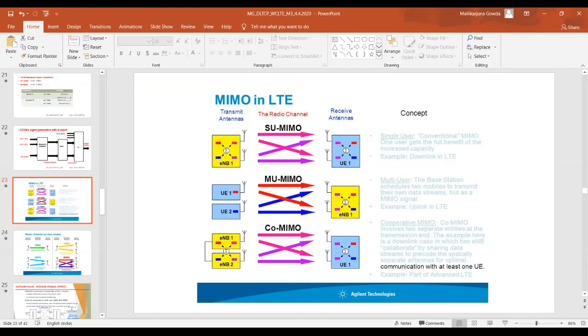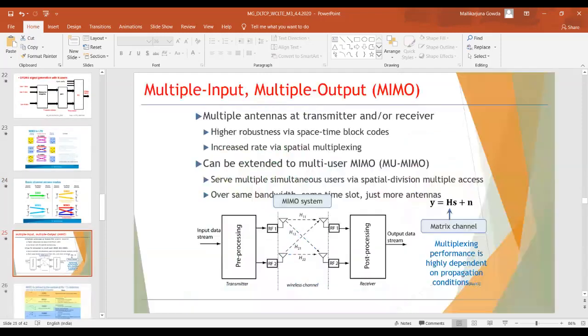Actually, this cooperative MIMO is used in advanced LTE. So just to recap what single user MIMO is, what multi user MIMO is, and what cooperative multi user MIMO is, let me explain what MIMO is in detail as per your syllabus. Multiple antennas at the transmitter and receiver is the MIMO concept. So why do I go for MIMO? It provides high robustness via space-time block codes.